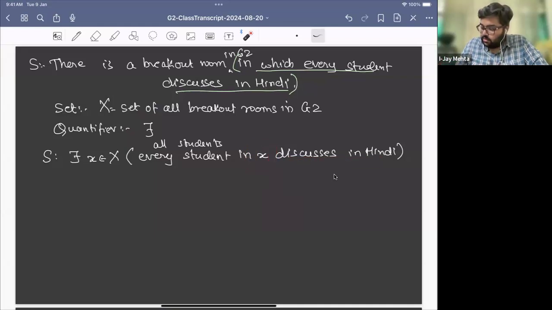Now what Sakshi is saying, this is a statement. Does it have a set, a quantifier and a property? Can we write it in terms of quantifiers? Is that what you are asking, Sakshi?